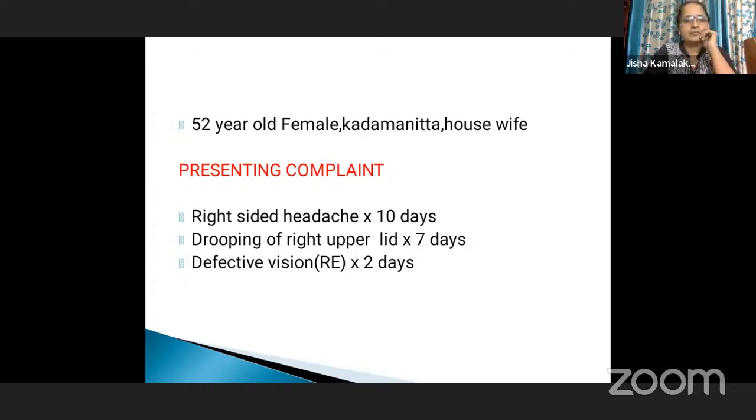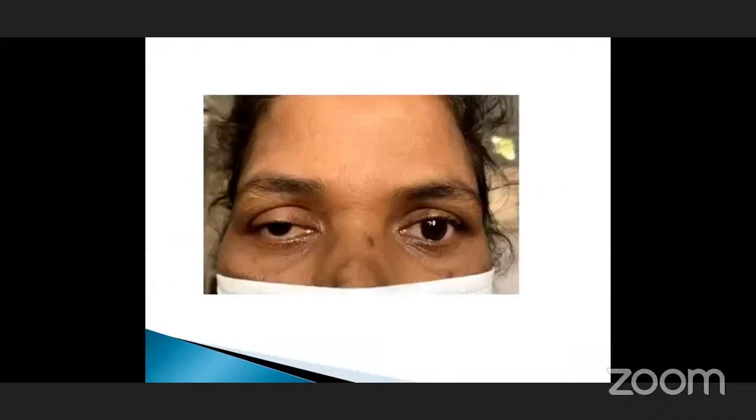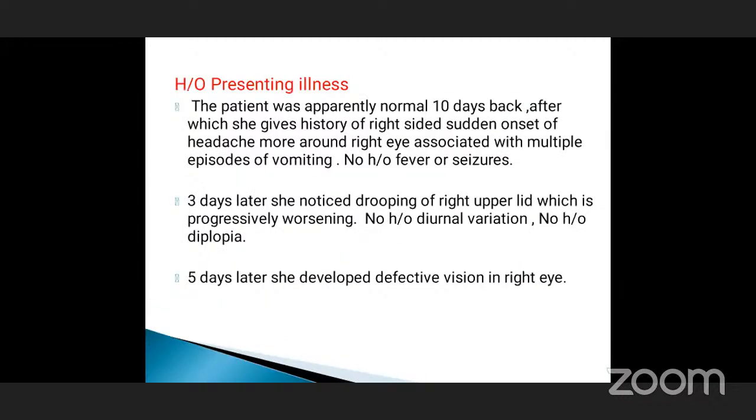Okay. So my patient is a 52-year-old female from Kadanetta. She was a housewife. Her presenting complaint is a right side headache for 10 days, drooping of right upper lid for 7 days, and defective vision in the right eye for 2 days duration. This is the patient. She was apparently normal 10 days back. She gives a history of right side sudden onset of headache, more around the right eye, associated with multiple episodes of vomiting, with no history of fever or seizures.